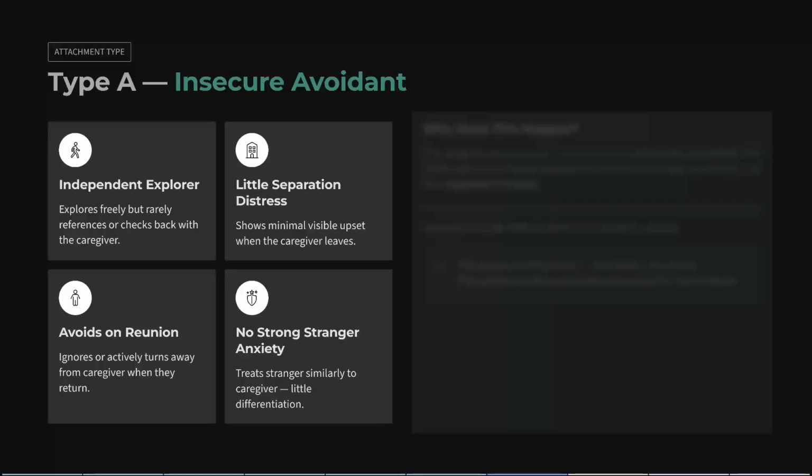And when the caregiver leaves, little visible separation distress occurs. The infant continues to play, appears largely untroubled by the departure. And to an observer, this can look a bit like independence or confidence. And then at reunion, the infant avoids or ignores the caregiver. And this is the defining behaviour, and it's striking. When the mother returns, the avoidant infant turns away, ignores her, or actively moves in the opposite direction. There's no proximity seeking, no comfort seeking, no apparent joy at the reunion.